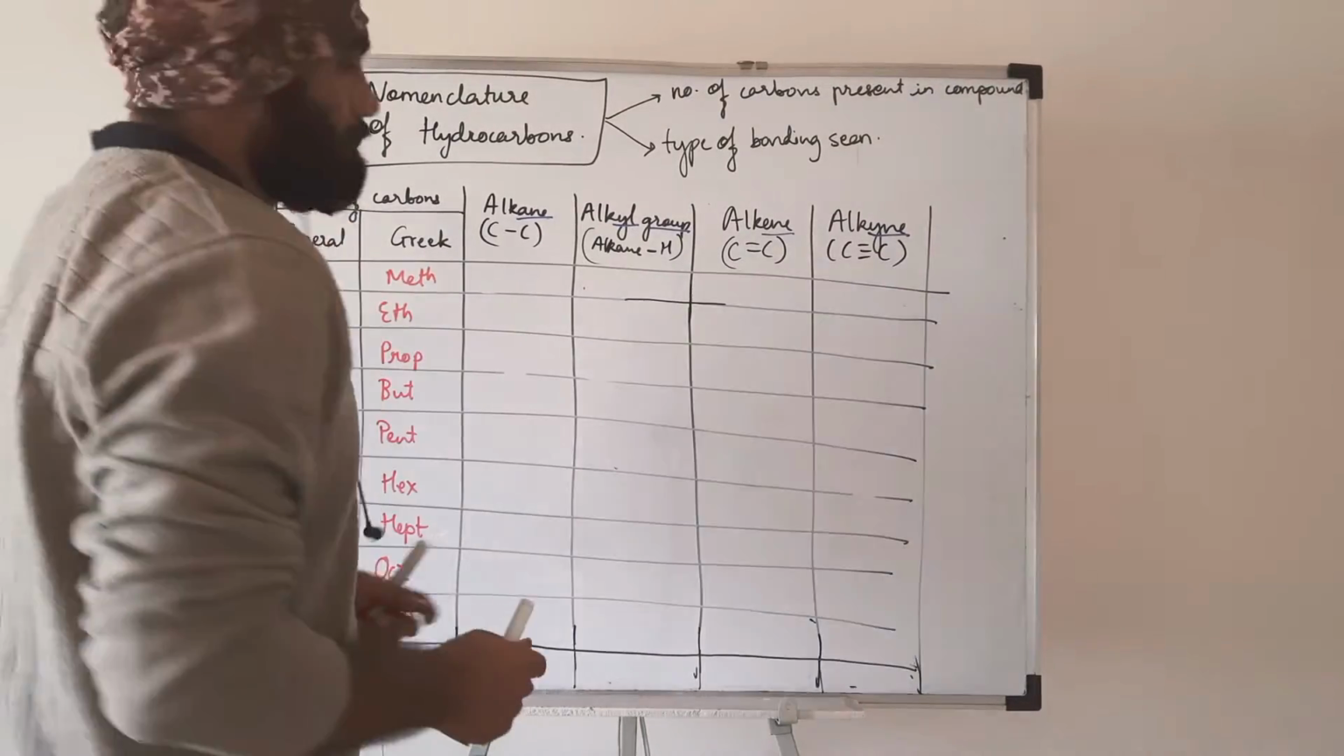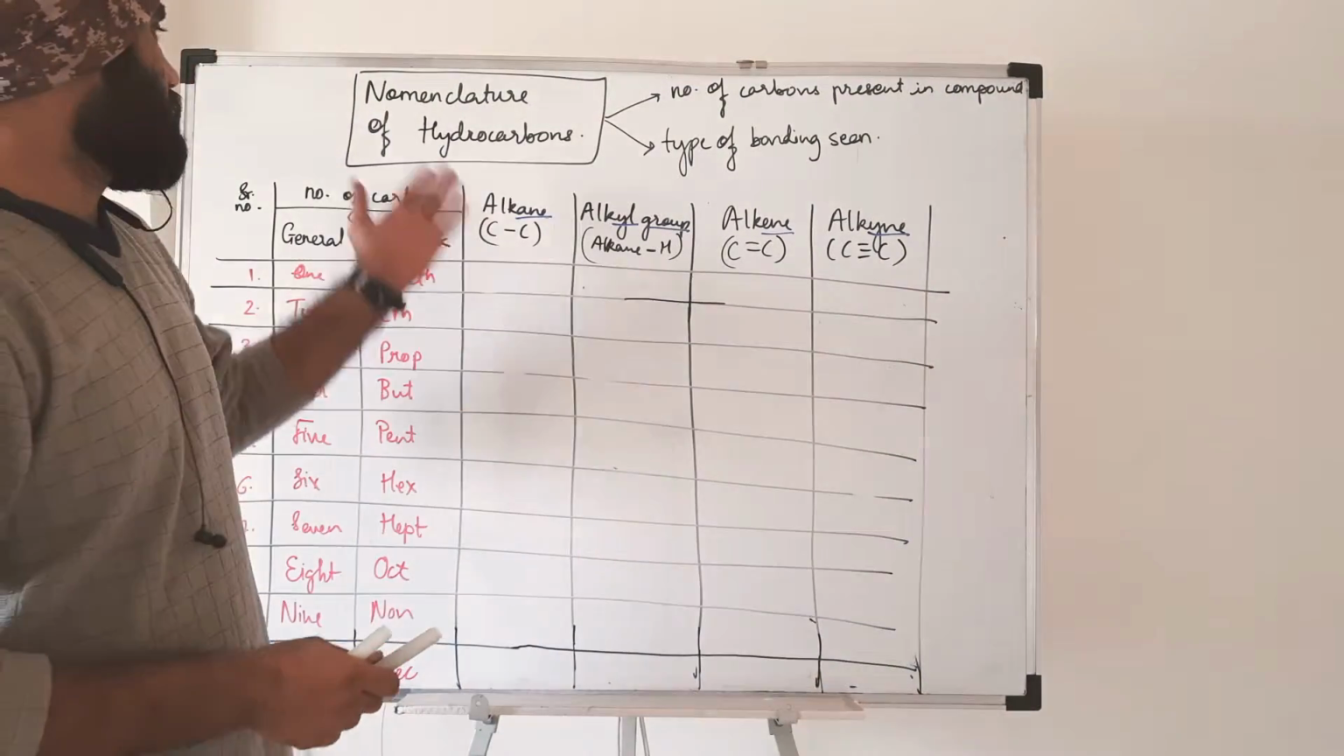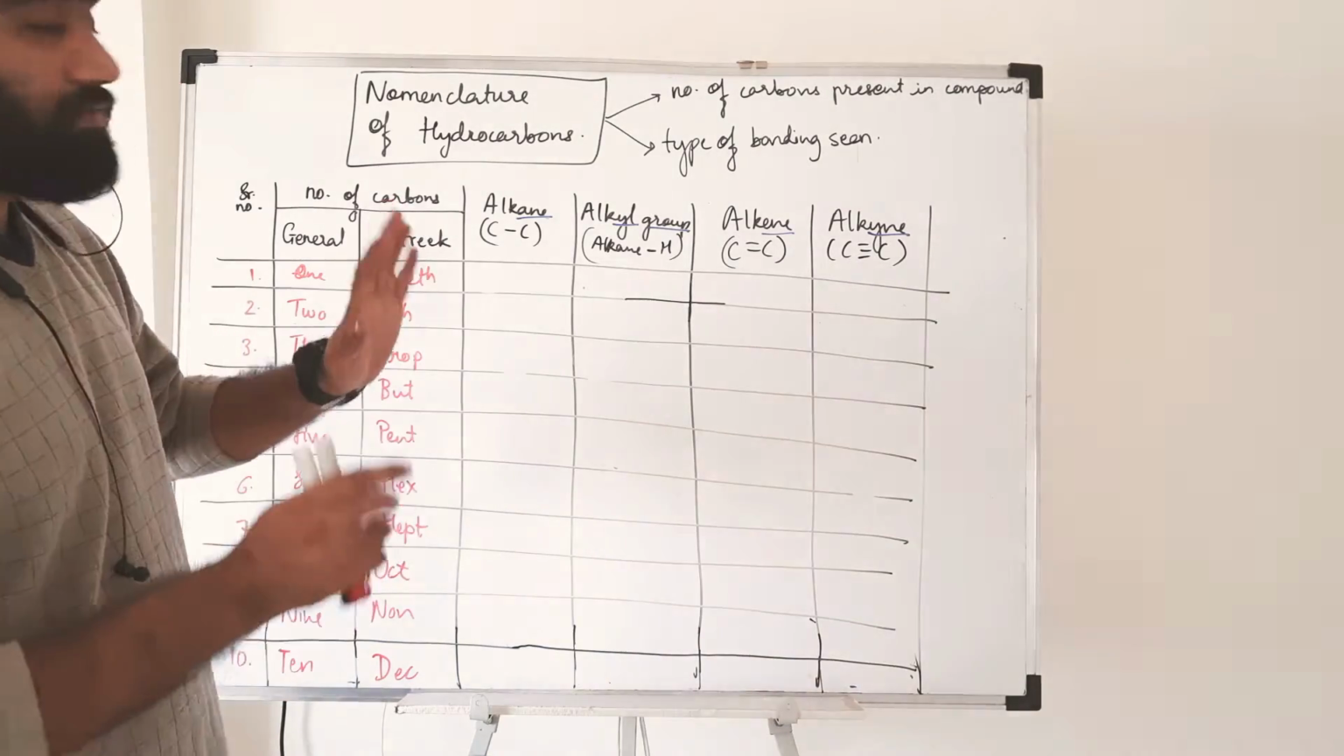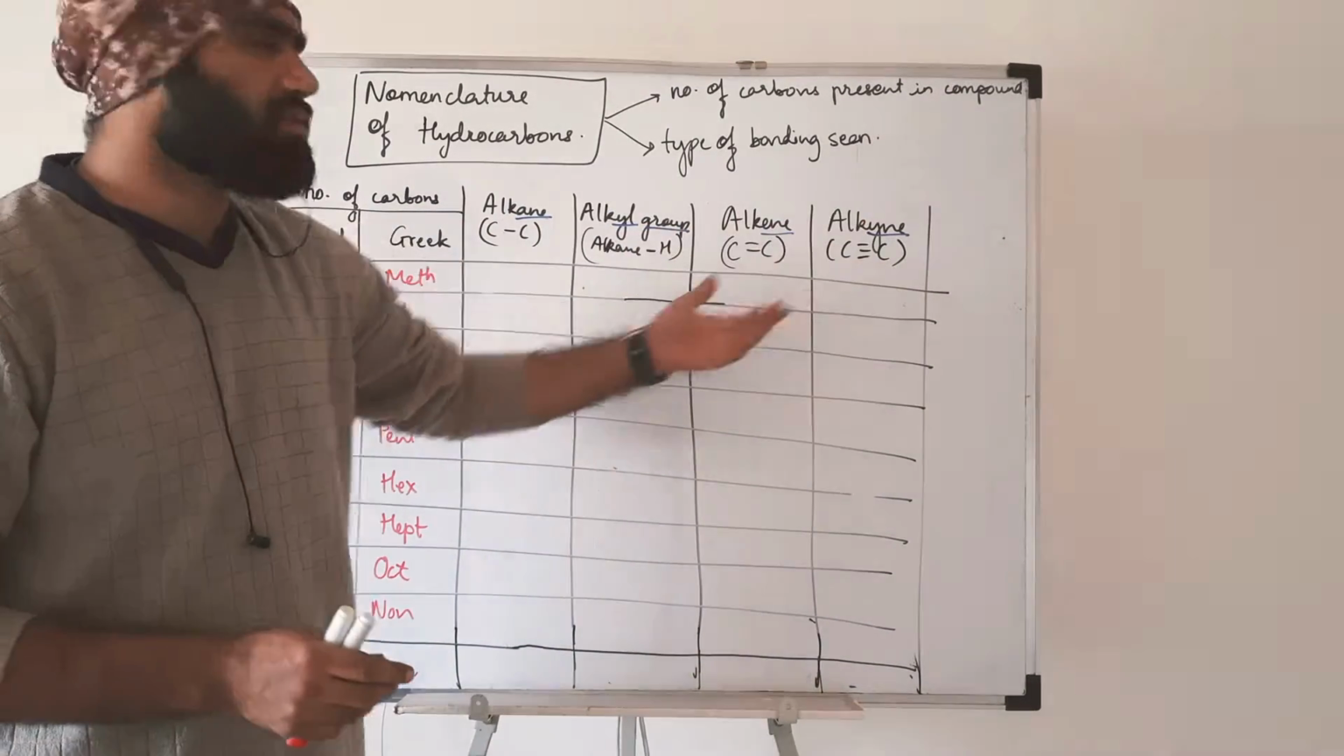Hello guys, my name is Rajat and today we will discuss the nomenclature of hydrocarbons, specifically alkanes, alkenes and alkynes, including the alkyl group.